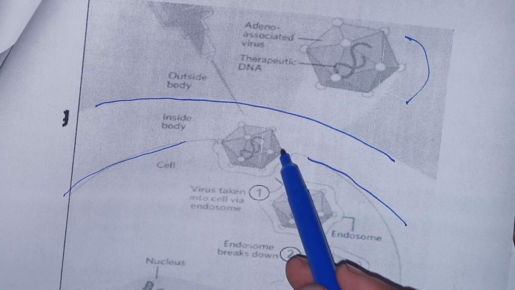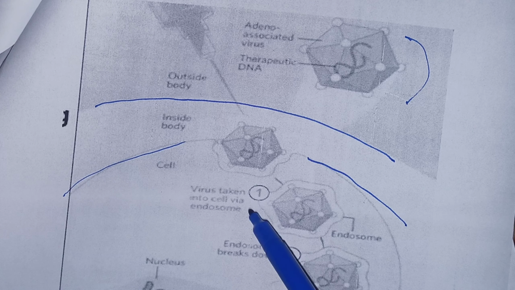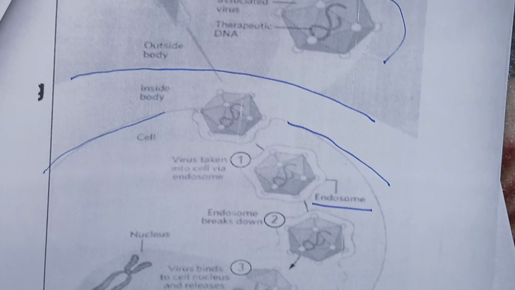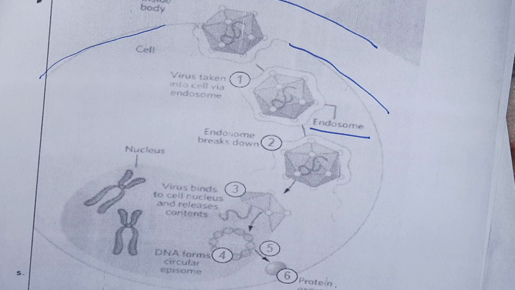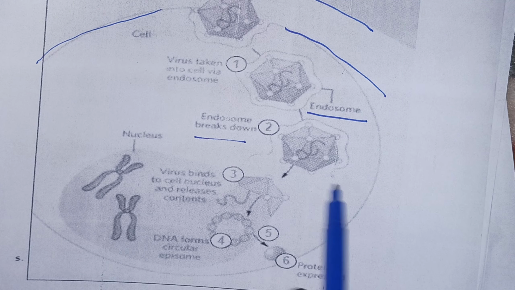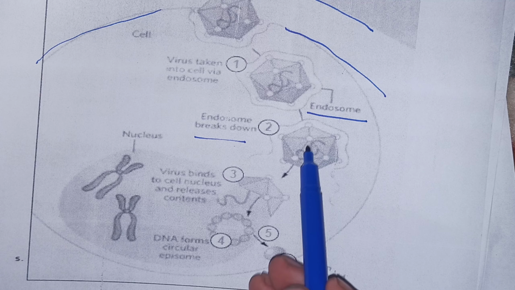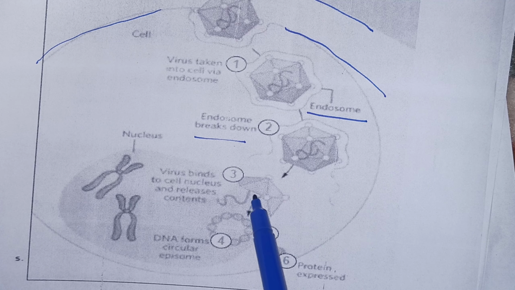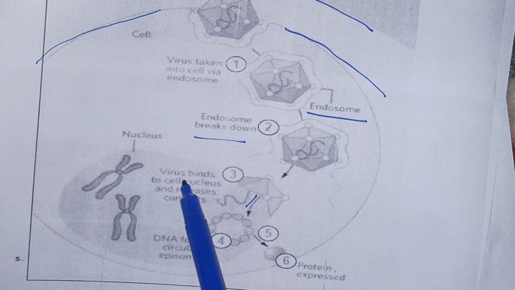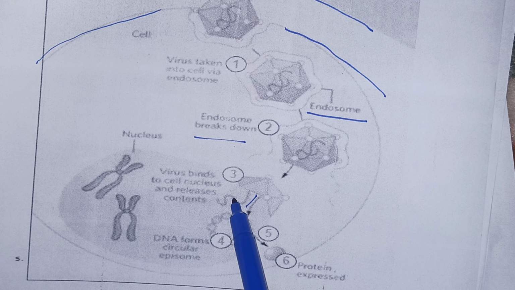In the cell membrane you can see this virus that is containing the therapeutic DNA molecule. It is now invading inside the cell as an endosome. You can see it has now come into the cell in the form of an endosome. Then what happens, beta? The endosome breaks down. You can see the endosome is being broken down, and the therapeutic DNA that was present inside this endosome is now released into the human cell nucleus. The virus actually binds with the cell nucleus and releases the content, that is the therapeutic DNA.